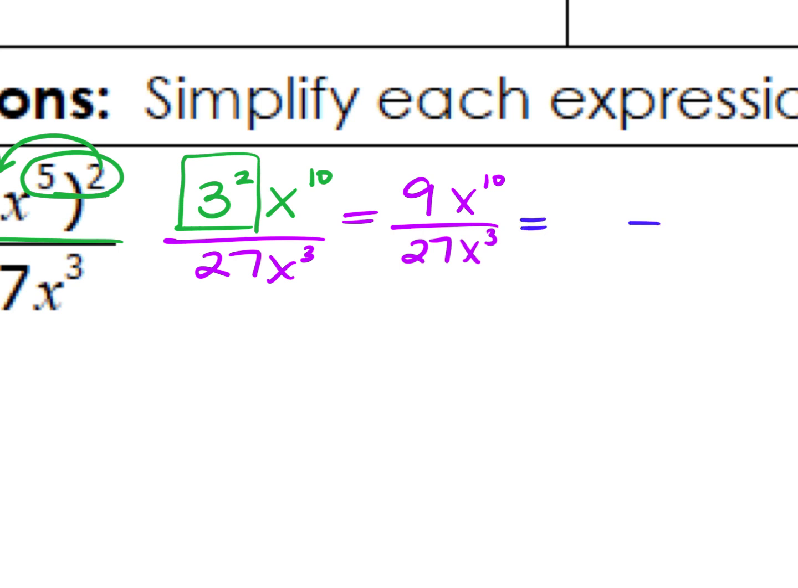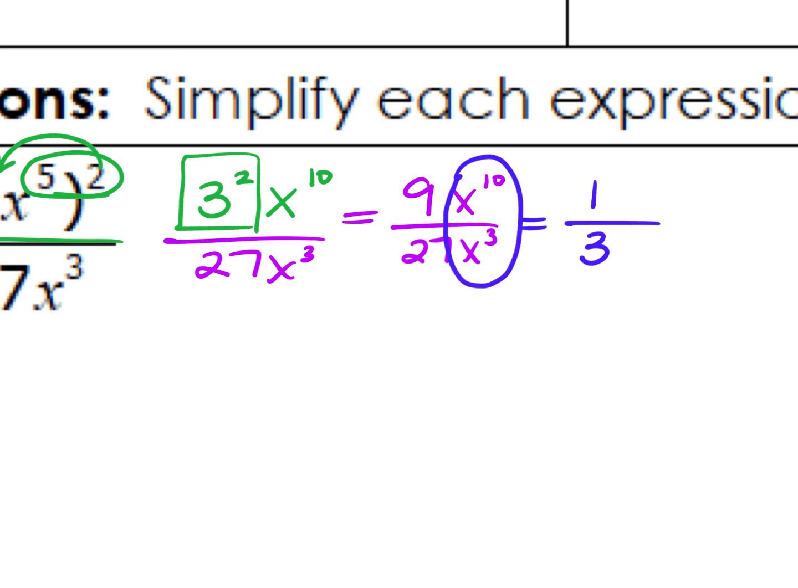What can you do here? 9, 18, 27, that would give you 1/3. Right, so if you type in that fraction on your calculator, 9 fraction key 27, it's going to tell you 1/3. What does this become?